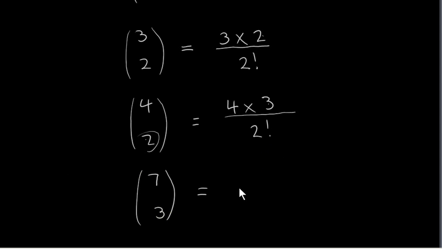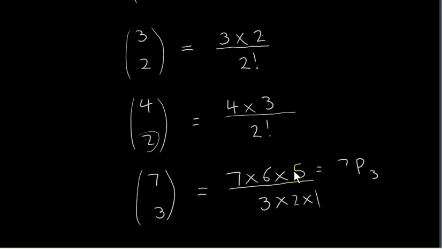Let's look at 7C3. We start with 7, and we multiply back towards 1, but we have to have 3 numbers on top. So we have 7 by 6 by 5 on top. This number on top is 7P3, as we've seen in the previous video. And underneath, we have the factorial of this number. So we have 3 factorial, which of course is 3 by 2 by 1. We have the same number of numbers above as below.